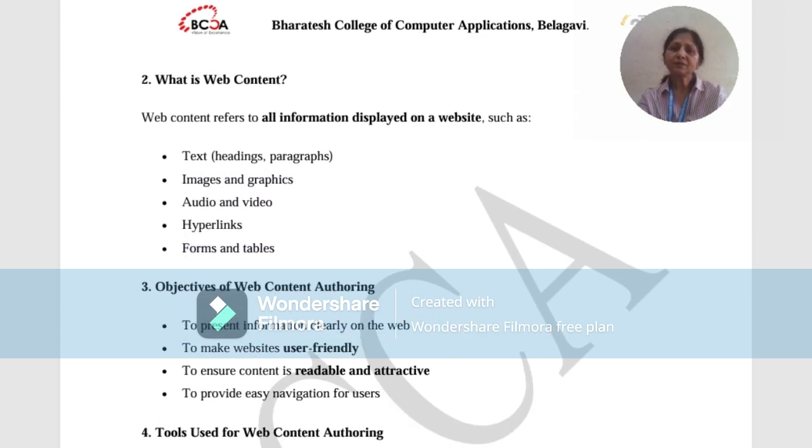Now, what do you mean by web content? Web content refers to all the information that is displayed on a website. For example, text, that is the heading and paragraph, images and graphics, audio, video, hyperlinks, forms, tables.